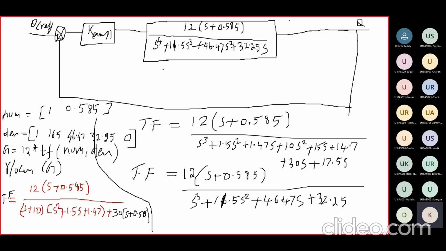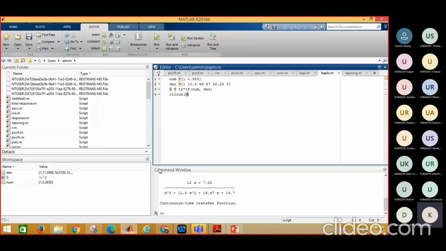s square plus 46.47 s plus 32.25. Okay. This will be 11.5. 46.47, then 32.25, that coefficient is the constant coefficient. Then your transfer function g is equal to 12 times your transfer function numerator, comma, denominator. Then we check your root locus. This is a root locus study for your outer loop system.